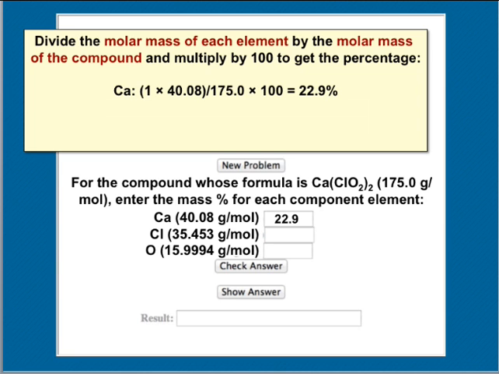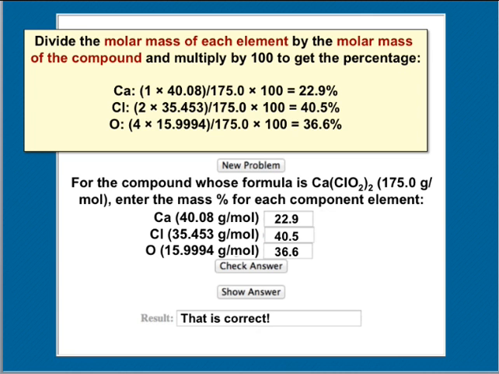Now you're starting to see how this could be your favorite, right? So easy. How many chlorines do we have? 2 chlorines. Each one weighs 35. So it can be 35 times 2 divided by 175, or 40.5%. And finally, how many oxygens? 4. We have 4 of them. So 16 times 4 divided by 175, 36.6.